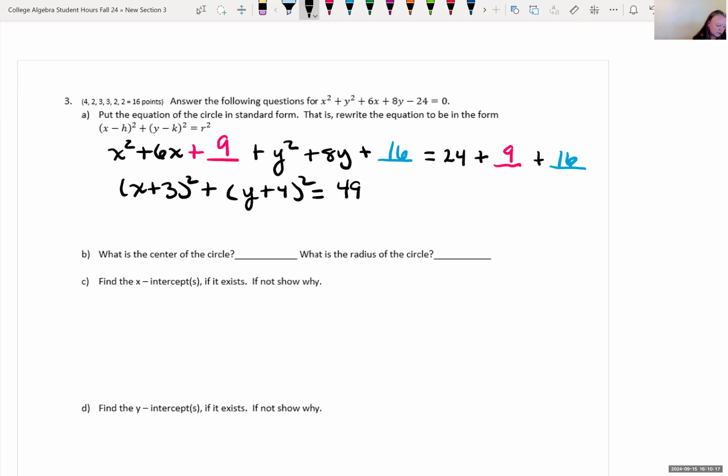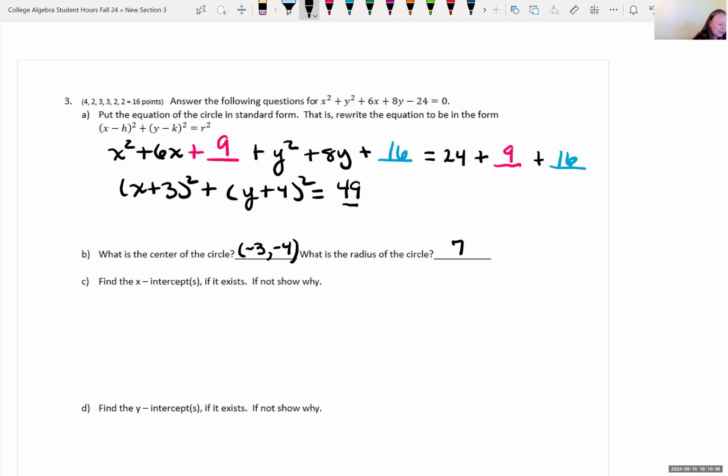So my center of the circle is (h, k). It's opposite signs of what's inside the parentheses, so it's going to be (-3, -4) is my center. My radius, well, what we have on the other side, 49, that's r squared. So the square root of 49, my radius is going to be 7.